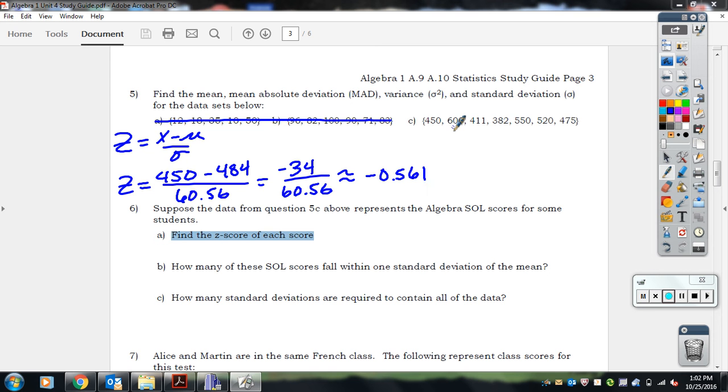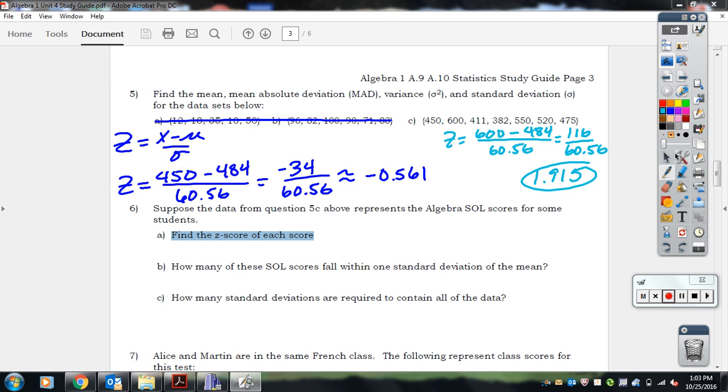I would do again the next one. Z equals 600 minus 484, all over the standard deviation, which is 60.56. In this case, it's 116 divided by 60.56, so it's going to be positive. 116 divided by 60.56 is 1.915 for the second one. I would do the same thing for all the rest of them, continue going through them, and that's how you find the z-score for each of them.